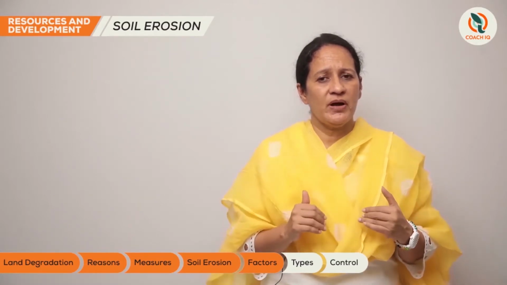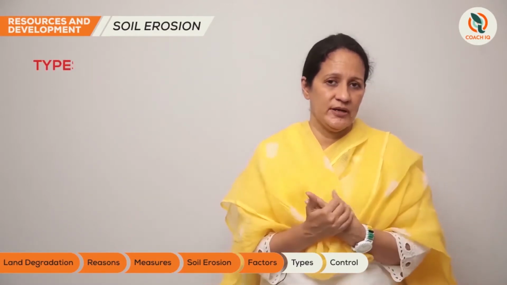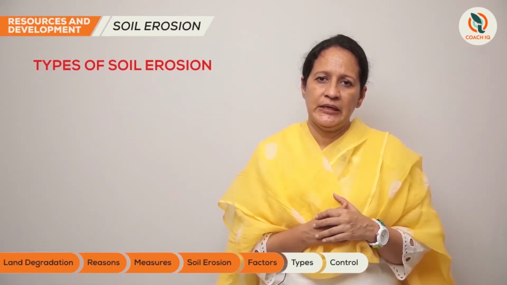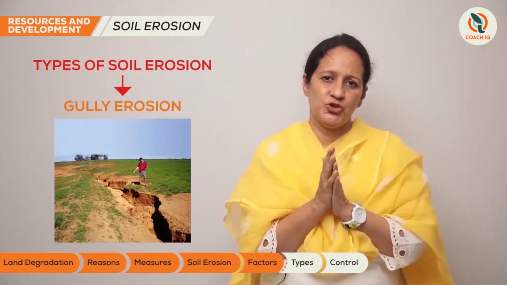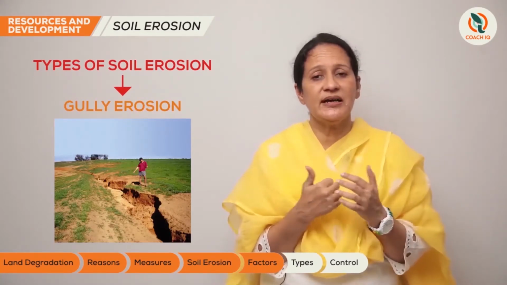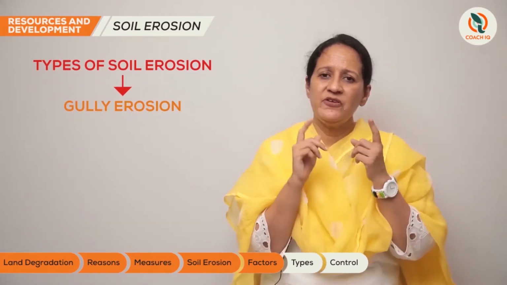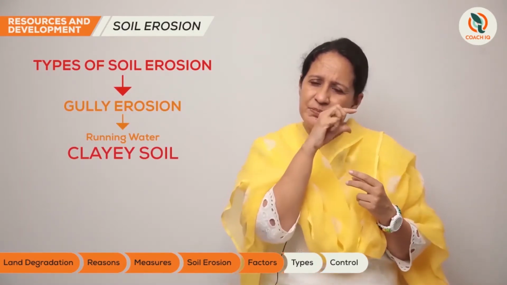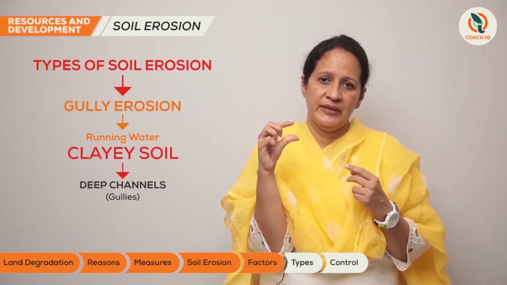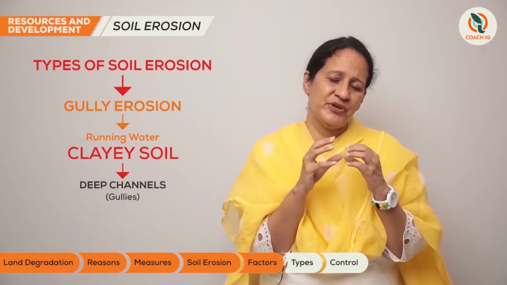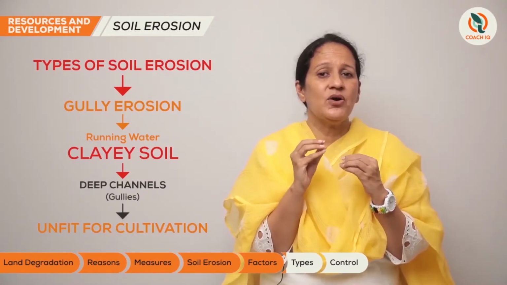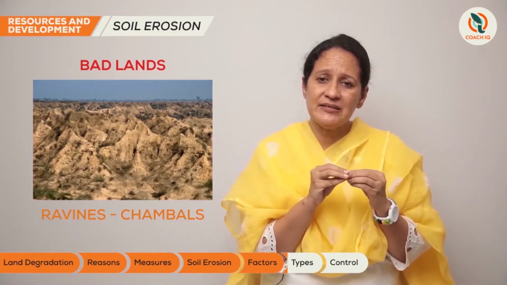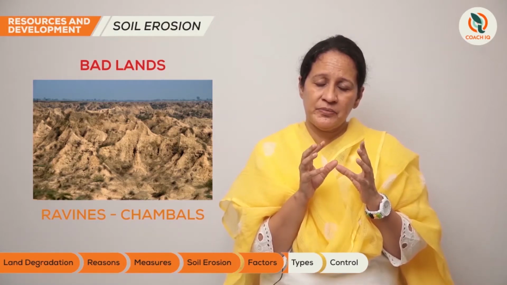Now we talk about types of soil erosion. There are different types of soil erosion. The first one is gully erosion. What is gully erosion? When running water cuts through the clay soil, deep channels are formed, and this makes the land unfit for cultivation. These are called bad lands, and in the Chambals they are called ravines.